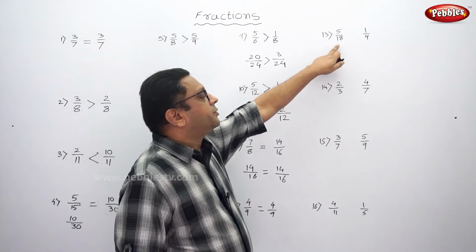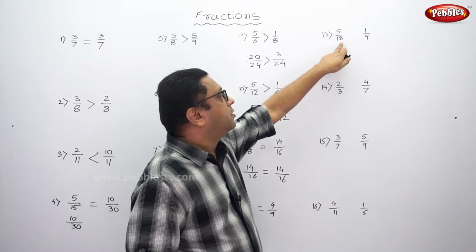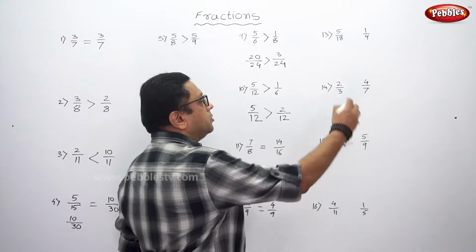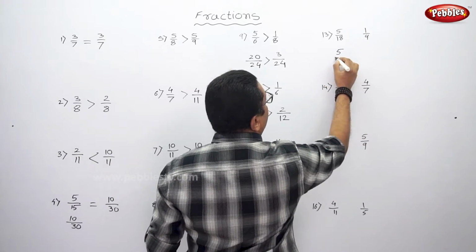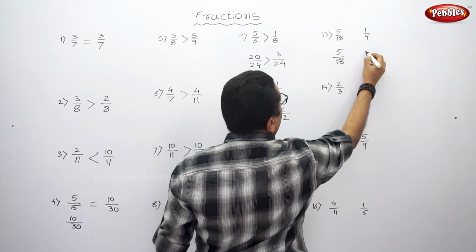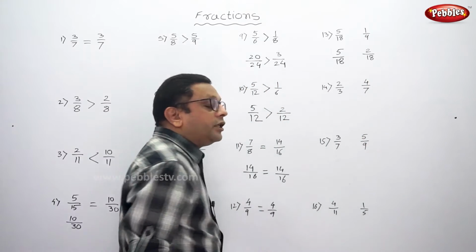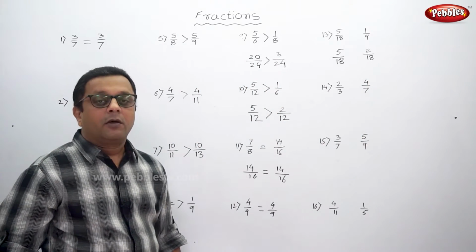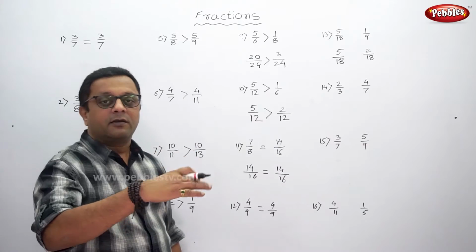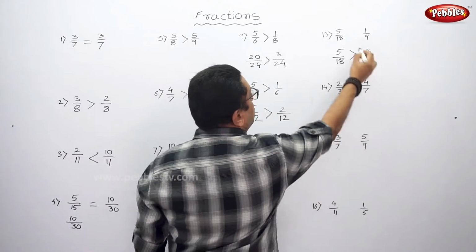Now in this case 18 can be the common number, so 9 into 2, so I got another pair, 5 upon 18, and I'll multiply both sides by 2, that is 2 upon 18. So the denominator is the same, so the bigger numerator is the bigger number, and this sign.